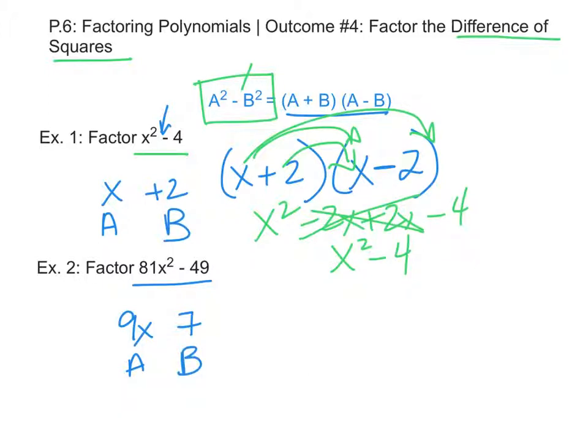So using the template for the difference of squares, our factors in this case are going to be a plus b, which is 9x plus 7, and a minus b, which will be 9x minus 7.